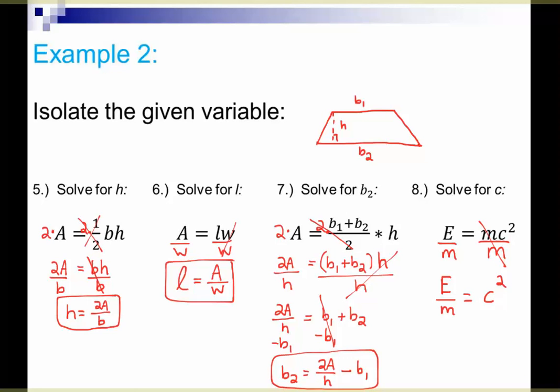And then hopefully you remember what we do to both sides. Okay, this is where, to get rid of that squared, we're going to take the square root of both sides. So on the left, we're going to take the square root of E over M. And on the right, we're going to take the square root of c squared. And square root and squared cancel out. So now you have c by itself. So c equals the square root of E over M.